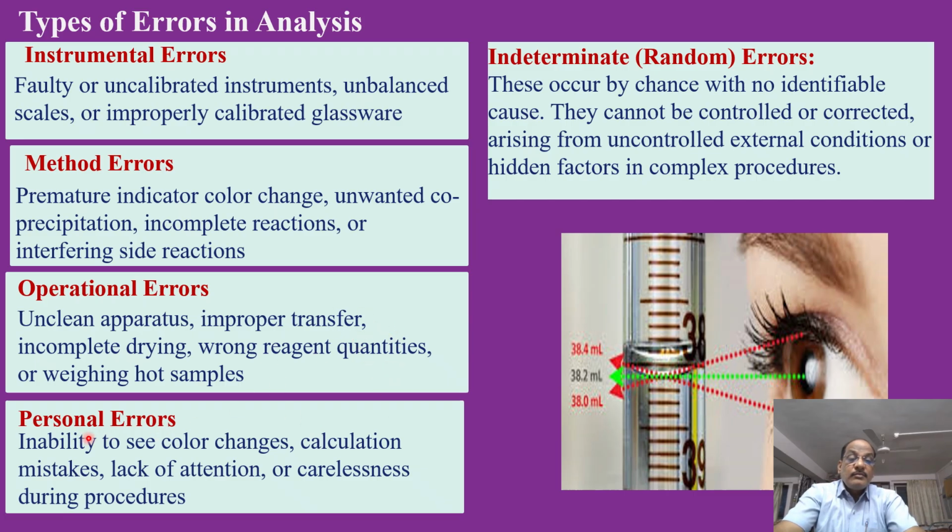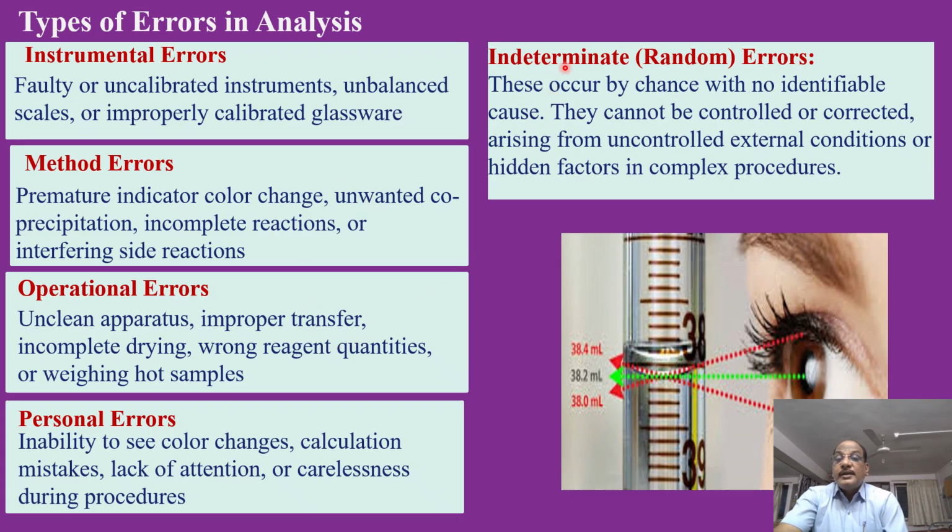Another error is personal error. Sometimes some persons have color blindness. They can't determine the exact color, or they cannot identify the color. That is the inability to see a color change. Sometimes while doing calculations, we make minor mistakes, lack of attention, or carelessness during the procedure. So you must be very prompt while doing your experiment. Sincerity is necessary while doing chemical analysis.